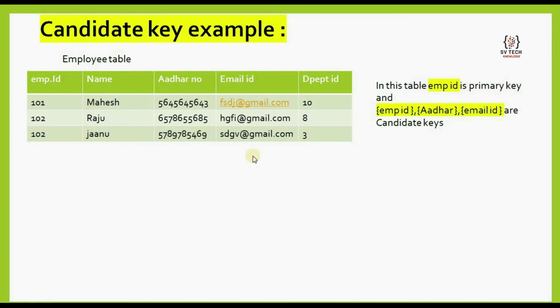Here we can take a candidate key example. We have a table named employee. In that we have five attributes: employee ID, employee name, Aadhaar number, email ID and department. In this, Aadhaar number, email ID and employee ID, these three work as candidate keys. In that, employee ID is the primary key also. Every primary key is a candidate key, but every candidate key is not a primary key. We have to remember this. Employee ID, Aadhaar and email ID, these three are used as candidate keys based on our application.